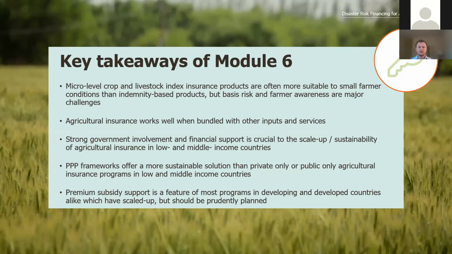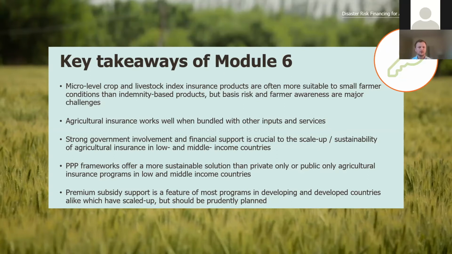Now, index insurance solves some of these problems around access and around cost effectiveness of insuring farmers. But what it does bring is some risk around basis risk, or the risk that the payout from the insurance isn't the same as the loss that the farmer incurs, and also around beneficiary understanding of the insurance products that they've been offered. We also touched on the fact that agricultural insurance rarely works optimally when it's just sold on its own. It needs to be part of a broader risk management package, and it's often very effective when bundled with other inputs and services, such as credit, such as drought-resistant seeds, for instance.